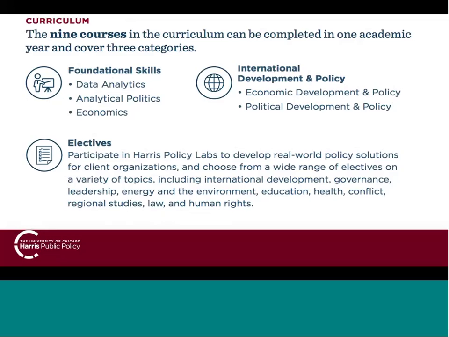So what does the curriculum look like in the program? There are 9 courses in the curriculum, and they can be completed in one academic year. So you'll have 3 quarters in your academic year, and quarters are 10 weeks. Foundational skills in data analytics, analytical politics, and economics. International development and policy, economic development, political development. Electives, so you participate in the Harris Policy Labs to develop a real-world policy solution for client organizations. You can choose from a wide range of electives on a variety of topics.